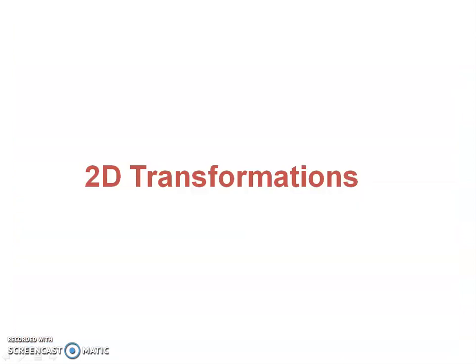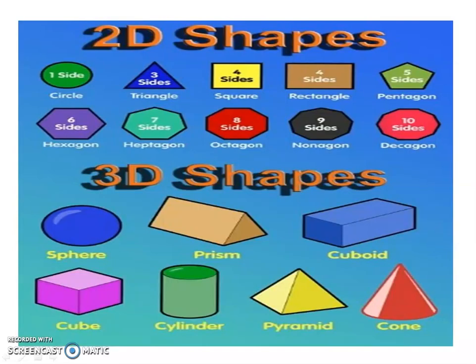Hi friends, today we will discuss an important concept of computer graphics, that is two-dimensional transformations. We all know two-dimensional shapes are circle, triangle, square, rectangle, pentagon, hexagon, heptagon, octagon, nonagon, decagon. These all are represented in two-dimensional shape. And the 3D shapes represented here are sphere, prism, cuboid, cube, cylinder, pyramid, and cone.